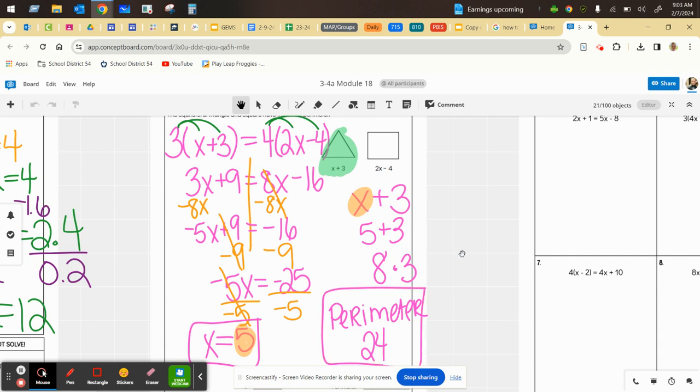So if we were to do that with the square, I would have done 2 times 5, which is 10. 10 minus 4 is 6. 6 times 4, 24.